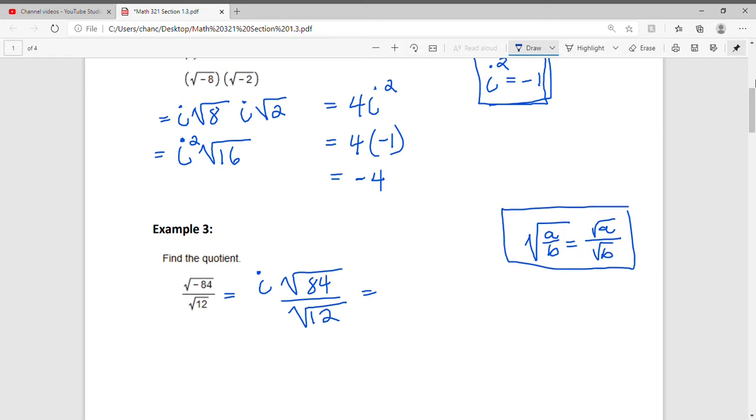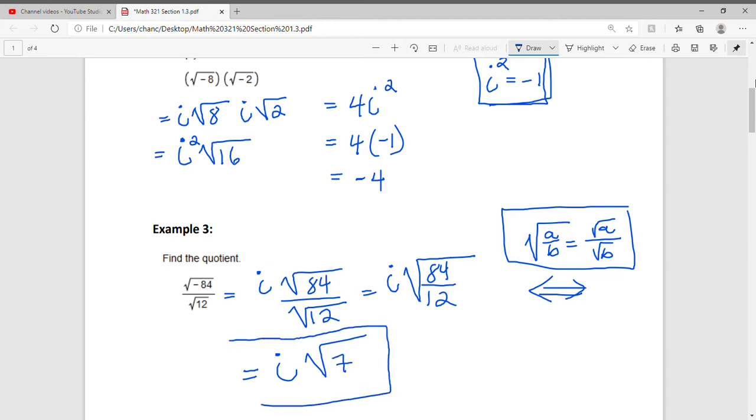But remember, it can go in either direction. I could say that if we have 2 separate square roots, I can combine it into one bigger square root. So let's do that. Let's say that's 84 over 12. 84 over 12, that is equivalent to 7. So we can simplify this as i root 7.